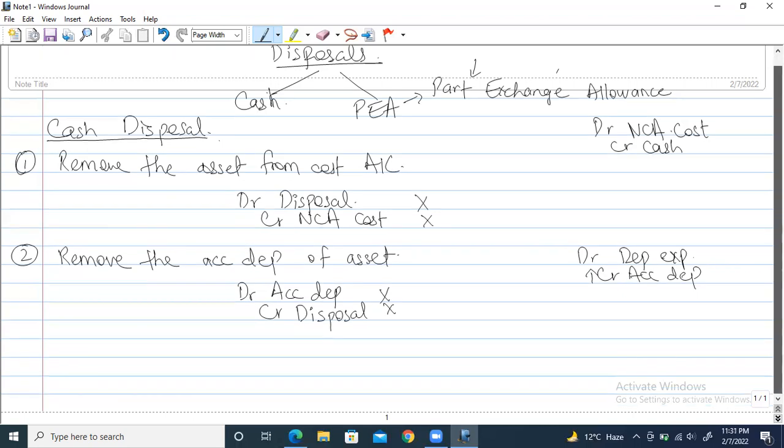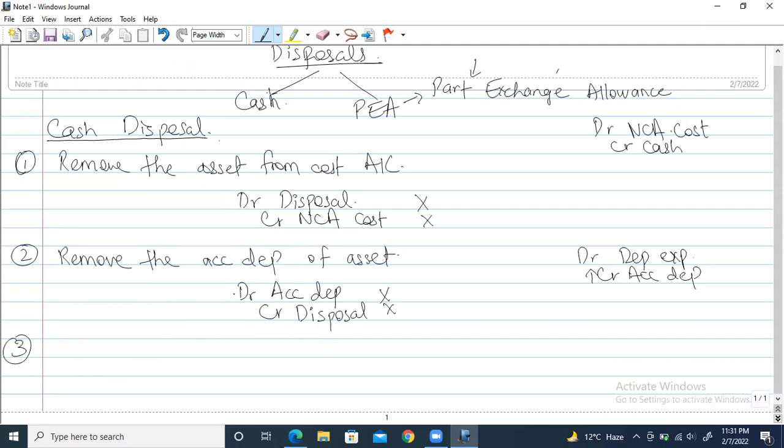So third step, that's because we have debited the disposal account in the first step? Yes, exactly. The first step is debit disposal and credit non-current asset cost account. So when we finish, there are like 4 or 5 steps in this. When we finish all the steps, you'll automatically get to know why we are posting in the disposal account.